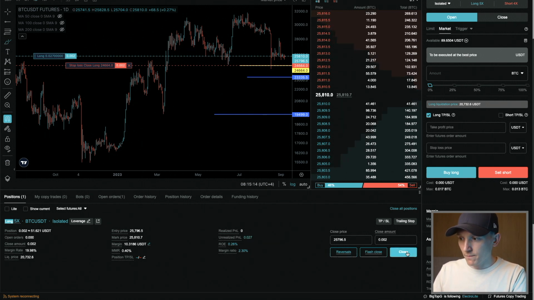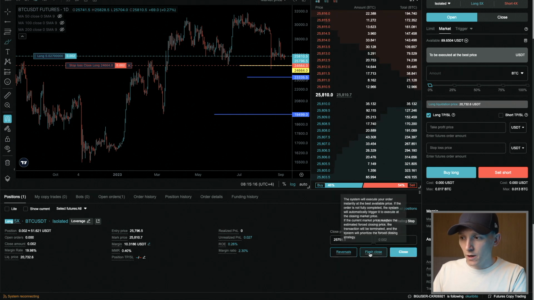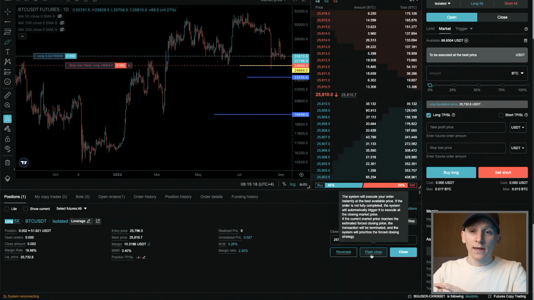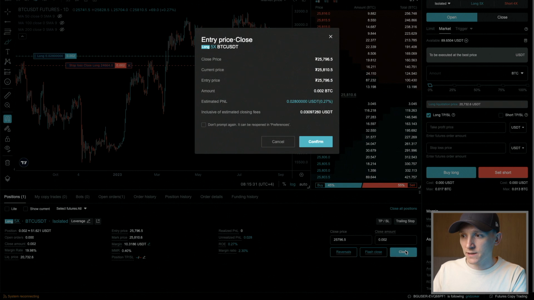So what we can do is close, flash close. Flash close is completely getting out of the position, selling everything and taking all of the risk out, and just returning whatever the profit and loss is to my account. You can also press close here. So I'm going to press this.